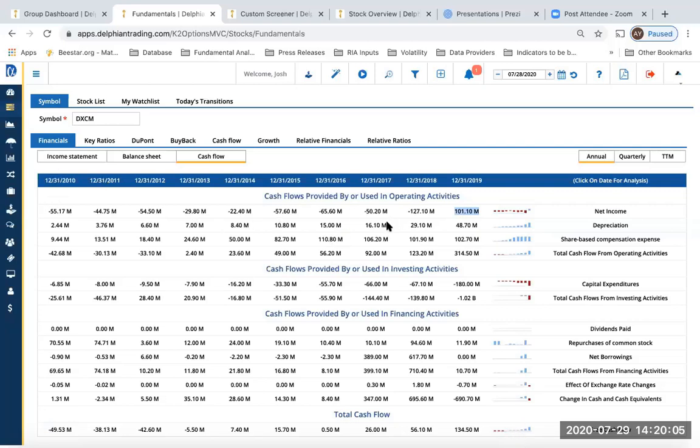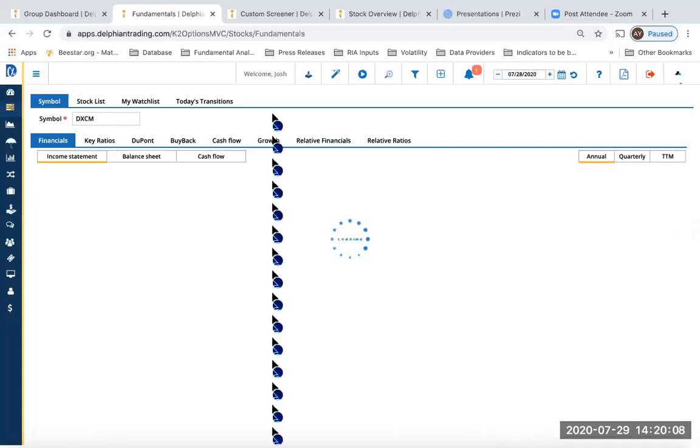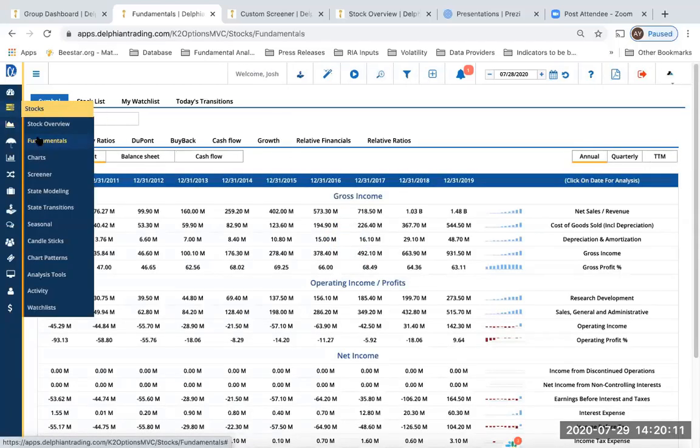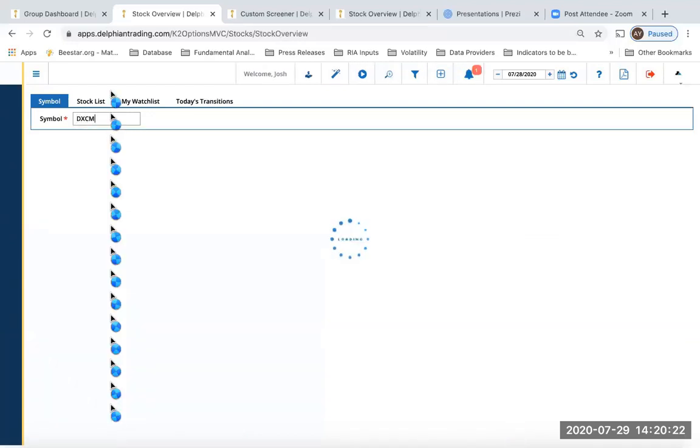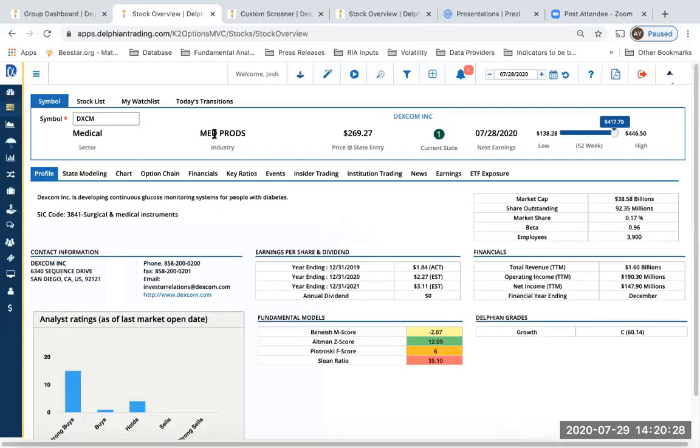Okay. So for the same company, if you go look at the stock overview, yeah, this company makes medical products, and you can see they're making glucose monitoring machines for diabetes, and it's a grade C stock. After all the analysis, from a grading model standpoint, it's not good.